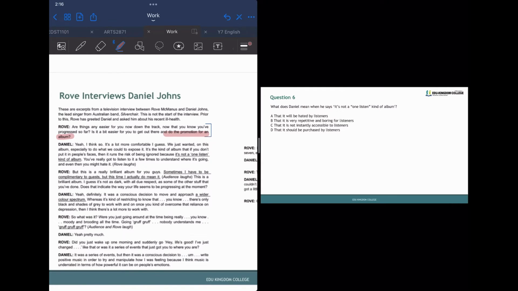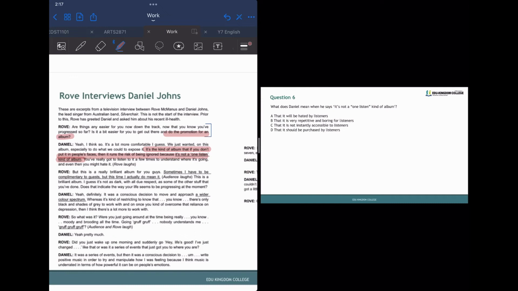If we look at question 6, what does Daniel mean when he says it's not a one listen kind of album? So if we look at this sentence by itself, or at least the bit of the sentence in question 6, it's quite difficult to comprehend. So let's take a look at the entire sentence, because it's incomplete anyway. It's the kind of album that if you don't put in people's faces, then it runs the risk of being ignored because it's not a one listen kind of album. We can even look at the following sentence. You've really got to listen to it a few times to understand where it's going, and even then, you might hate it.